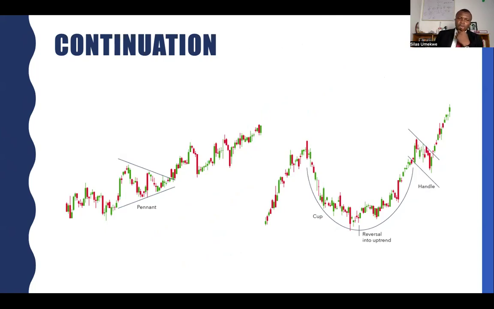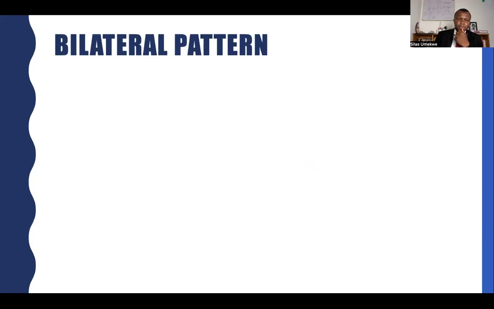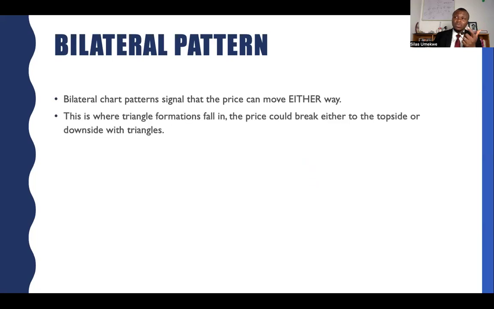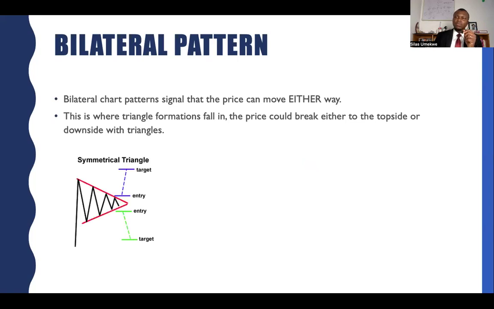Yeah? Okay, so finally, the bilateral pattern. Bilateral pattern means that you must wait. You don't know where the market is going. You don't know whether it will go up or whether it will come down. Wait, because it can break into any side. So once you see a bilateral pattern, it's a sign of indecision. And usually one of the major forms of bilateral pattern is a triangle formation. The price could break in either direction of the triangle.